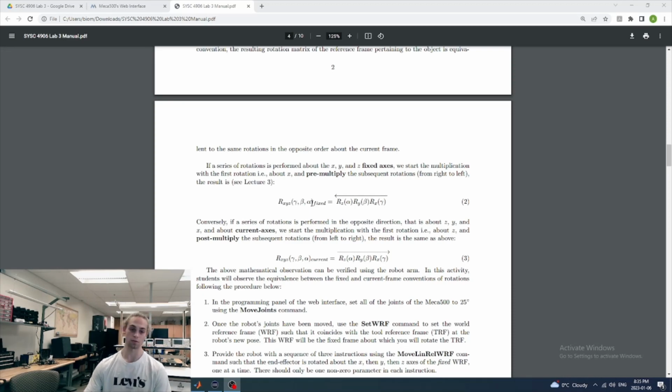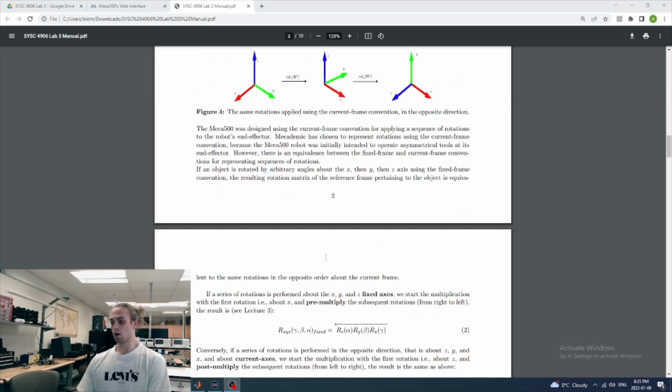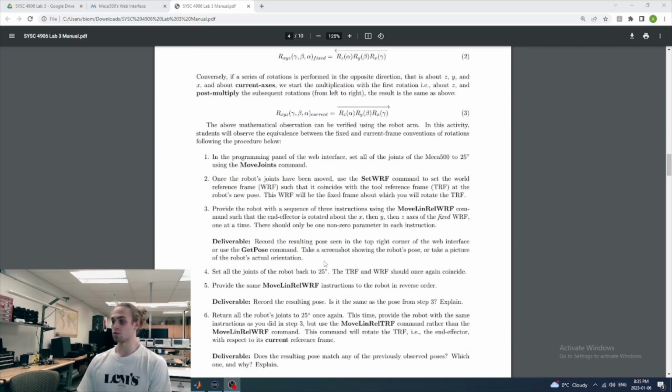So we're going to verify this with the robot by first rotating about a static frame at the robot's flange, and we'll do that by setting the world reference frame to coincide with the robot's tool reference frame. And then afterwards, we'll compare that to the movement by making rotations about the actual tool reference frame, which will be similar to the current frame convention. So we've got a set of instructions to walk us through that.